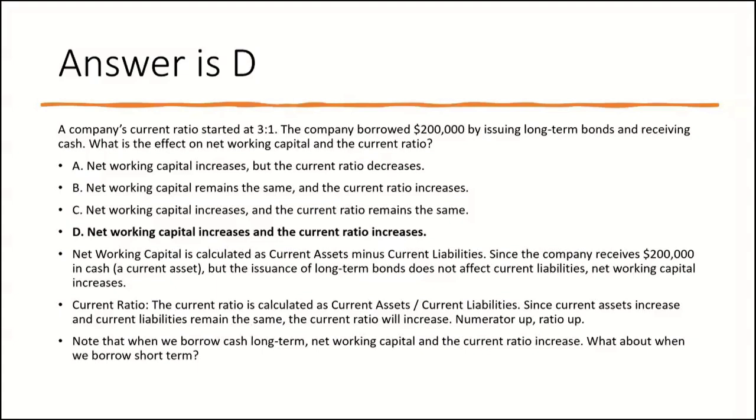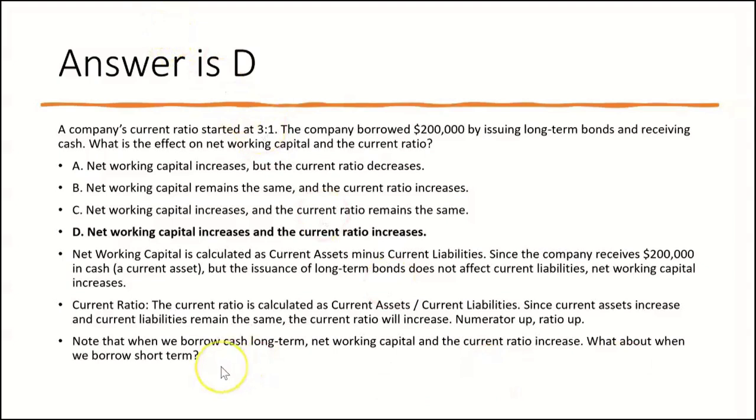Since the company is receiving $200,000 in cash, that's a current asset. Current assets up. But the issuance of long-term bonds does not affect current liabilities, so net working capital increases. Now, as for the current ratio, we said current assets divided by current liabilities. Since current assets increase and the current liabilities remain the same, the current ratio will increase because the numerator is going up. And as the numerator goes, so goes the ratio. So notice that when we borrow cash long term, the net working capital, the dollar amount of working capital, increases, and so does the current ratio.